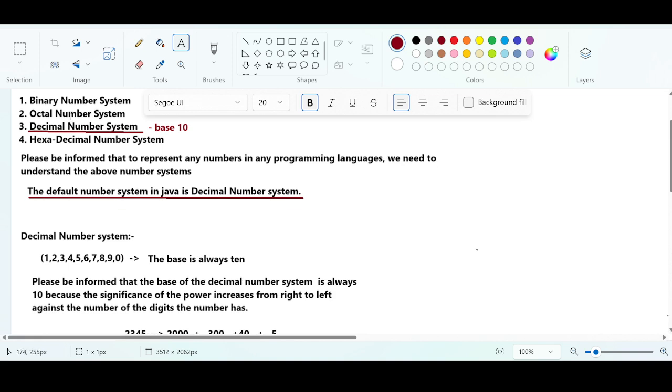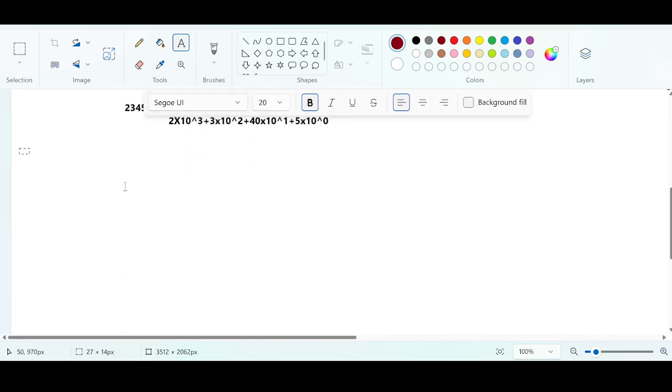Now let us start understanding the binary number system. Why has the concept of binary number system been introduced? What is the actual story behind that?